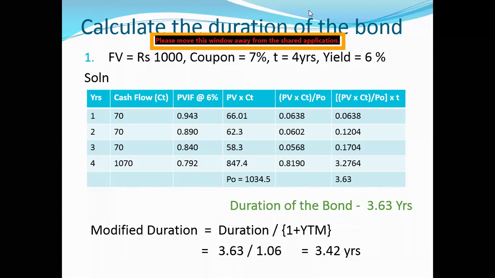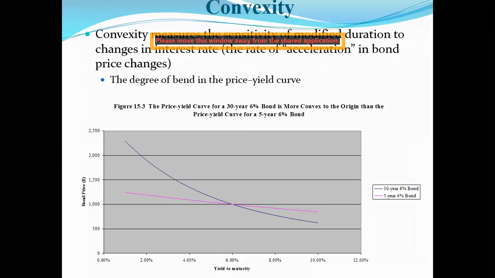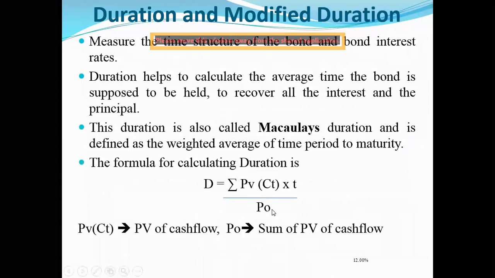First we'll try to recall the formula for duration. This is the formula that we have to take into consideration. It is the summation of present value of cash flows, into time, the whole divided by P0. P0 is nothing but the sum of present value of cash flows. We are going to use this formula to find out the exact duration, the exact time we should keep the bond with ourselves.